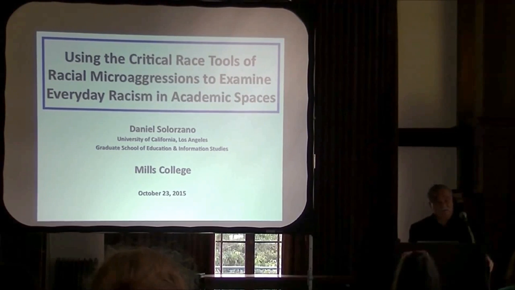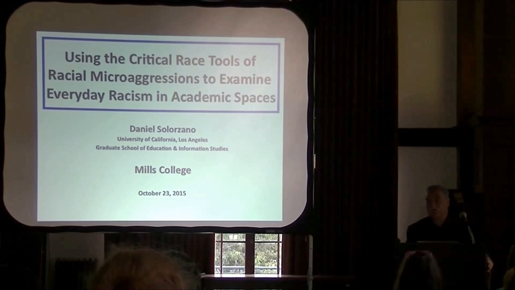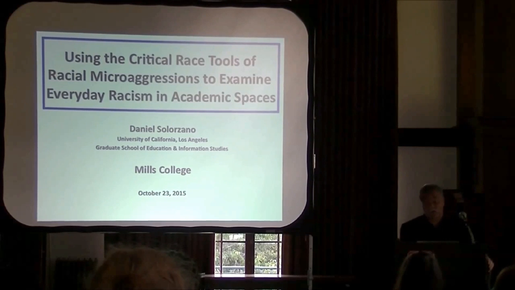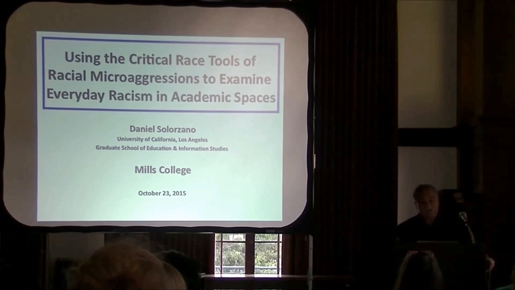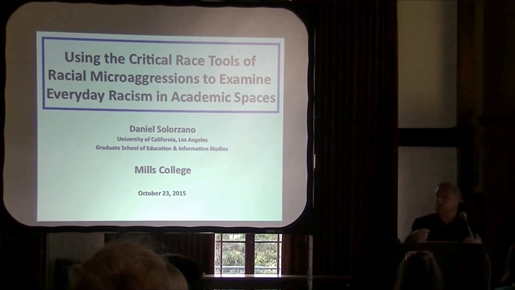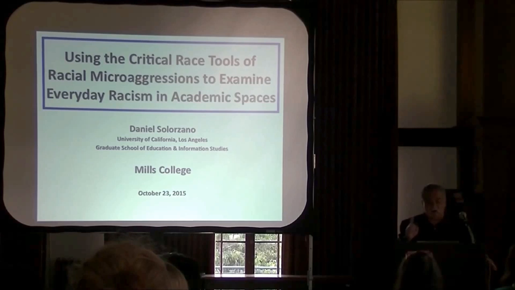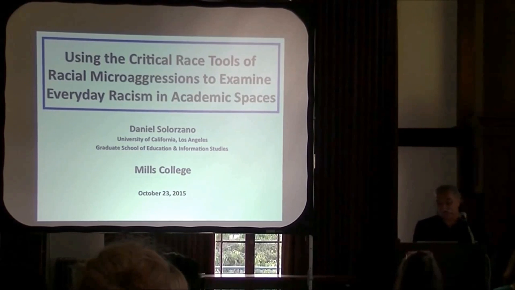I'm going to talk today about some of the work that I've been doing now. I think I started doing this work in 1993, so it's about 22 years old. I'm not going to give you the whole history of how I came to this, but I'm going to give you a little bit of the history. The title is Using the Critical Race Tools of Racial Microaggressions to Examine Everyday Racism in Academic Spaces. This can also include social spaces, but we'll talk about social spaces as we go through this presentation.